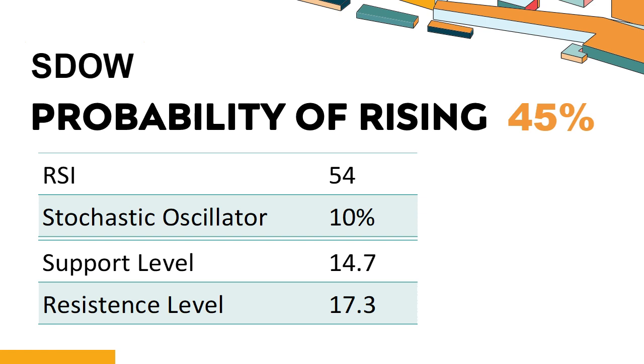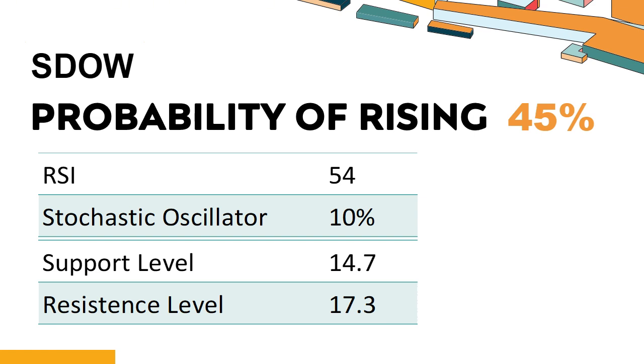This means that the security's price has been rising but has not yet reached overbought levels, which are usually considered an RSI reading of 75 or higher. The current stochastic oscillator of SDOW is 10%. When the indicator falls below the 20 level, it is usually considered oversold, indicating that a price rebound or recovery is likely for the stock.